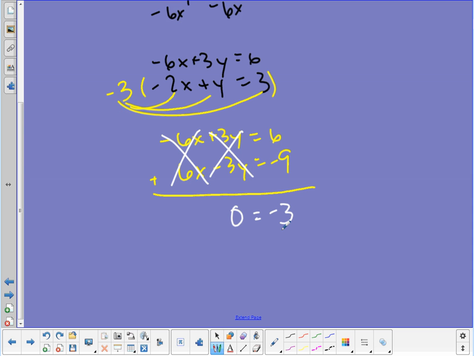Now, this is one of those situations where we have to ask ourselves, are we left with a true statement or are we left with a false statement? In this case, 0 does not equal negative 3. This is a false statement. So what that means is that there is no solution.